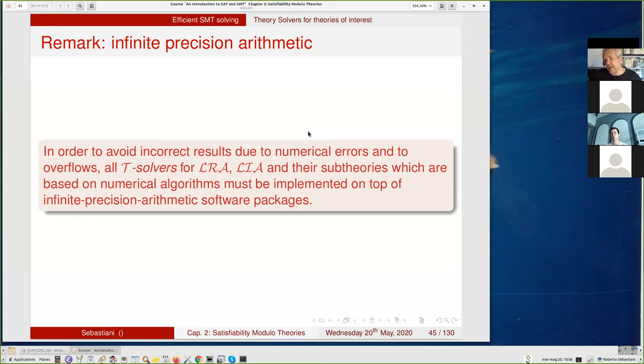So there is no bound on the length of precision. And of course, those packages do a lot of simplification between denominators and numerators. So this is quite complicated, but they are very efficient and very popular. There are open source, freely available libraries for that.